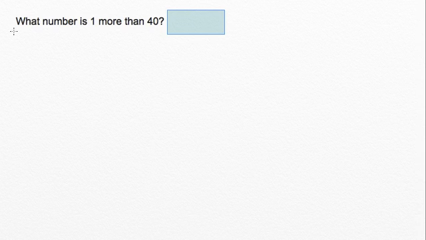All right, what number is 1 more than 40? Another way of saying this is what is 1 plus 40? But instead of doing that, let's use our blocks.